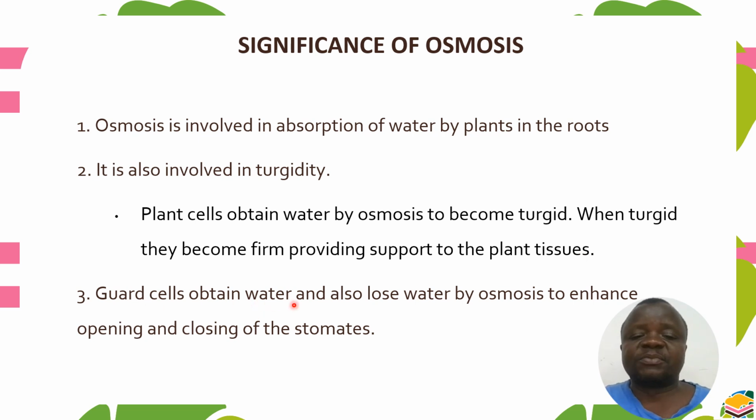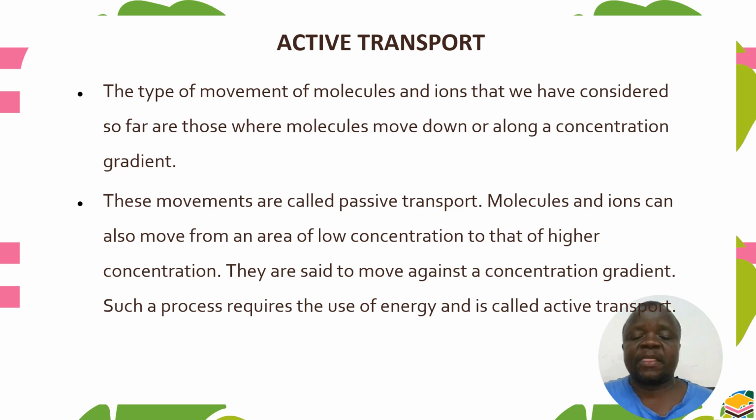Guard cells obtain water and also lose water by osmosis to enhance opening and closing of stomata. So generally, when guard cells lose water, the stomata close. So that's one of the importance of osmosis. It facilitates the closing and opening of the stomata. Now let us look at active transport.